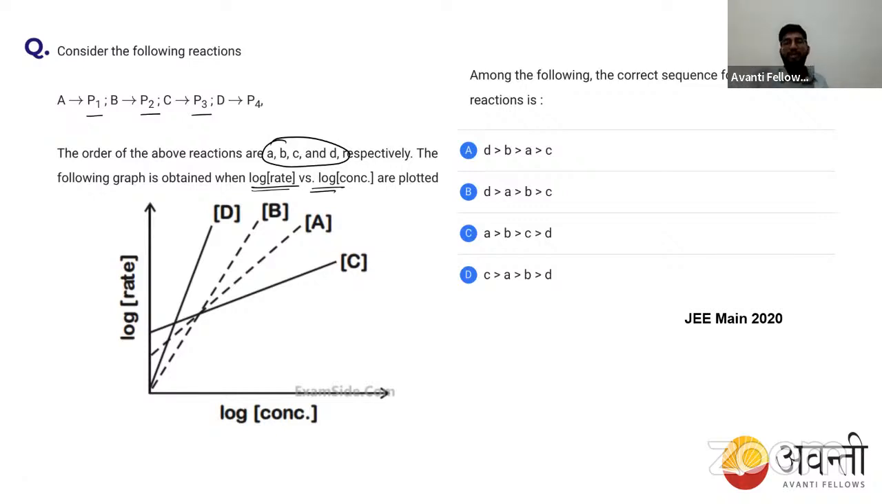Very good question. It will clarify all the things in chemical kinetics, the initial things of chemical kinetics. So tell me the answer of this question. Think about the question and tell me the answer. Okay, so let's discuss this question.